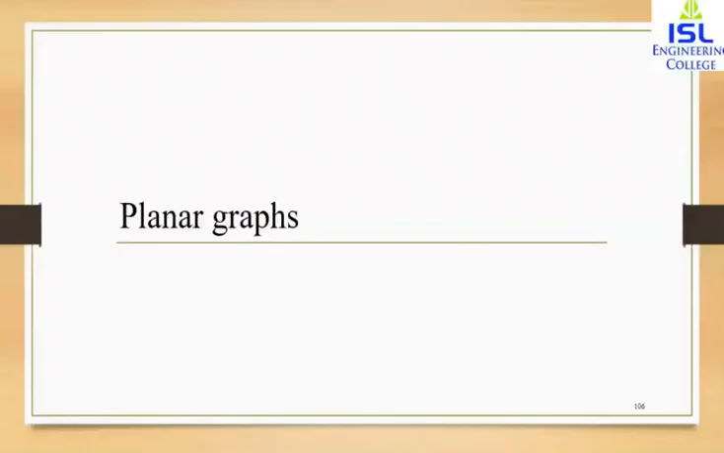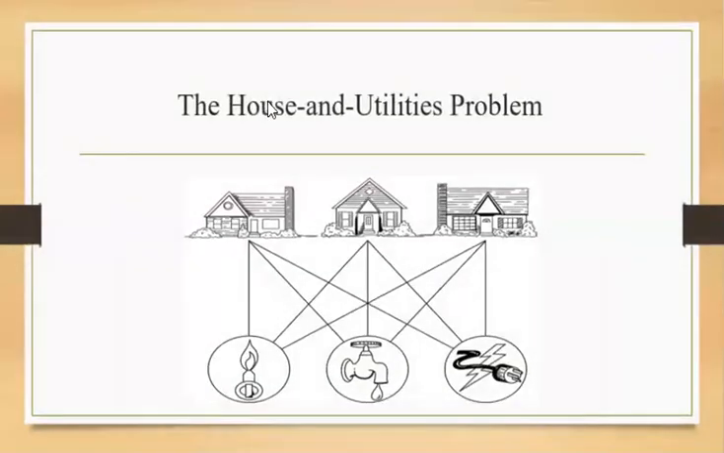If I have a graph and I want to create a graph in such a way, the edges of the graph should not cross each other. That is, the graph should be represented in such a way that the edges should not cross each other. So consider this problem, the house and utilities problem. Now in this, we have joined 3 houses with 3 separate utilities, such as water and electricity and also gas.